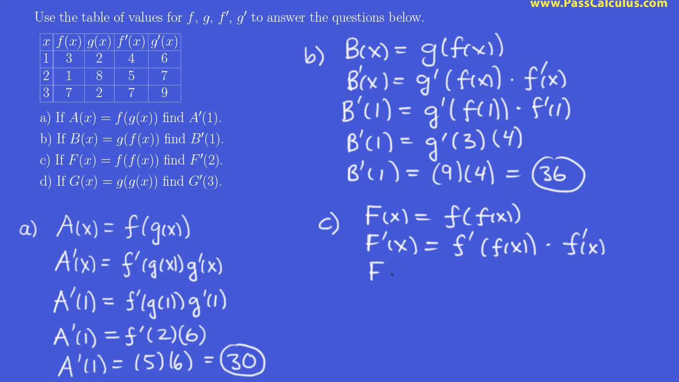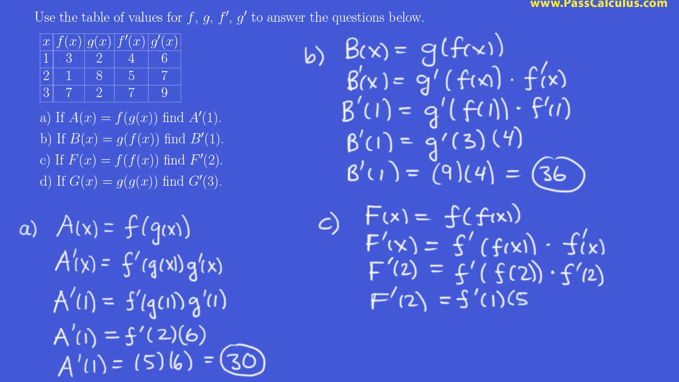It's f prime at f of 2 multiplied by f prime of 2. And first of all, what is f of 2? f of 2 is 1. So this is f prime of 1. f prime of 2 is 5. And then we just got to figure out what f prime of 1 is. It's 4. So this is really 4 times 5, which is 20.